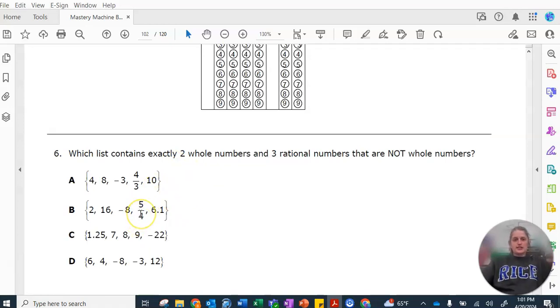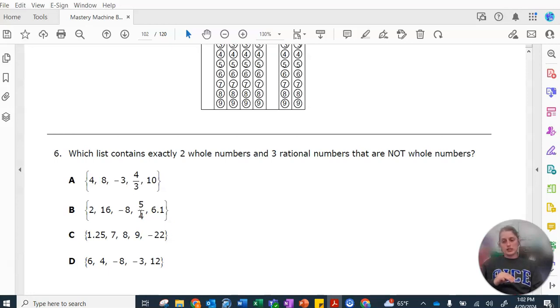Which list contains exactly 2 whole numbers and 3 rational numbers that are not whole numbers? Okay, because remember that rational numbers are any kind of number. I could be like, oh, 2/3, that's a rational number. Oh, 17, that's a rational number. But 17 could also be called a whole number. So they're looking for 2 things that are rational numbers, but their most specific label is whole numbers, and 3 things that are not whole numbers.